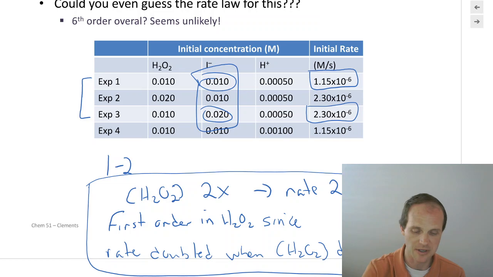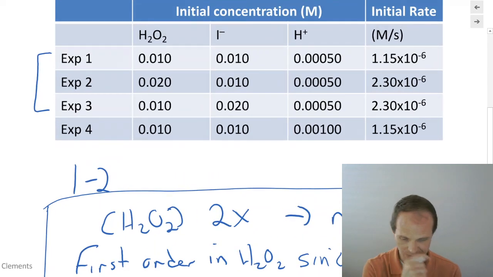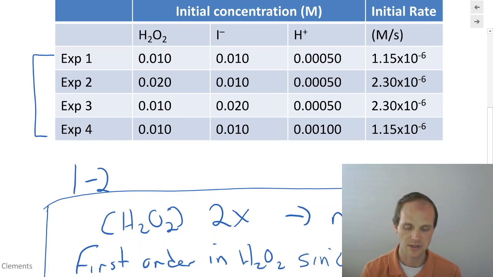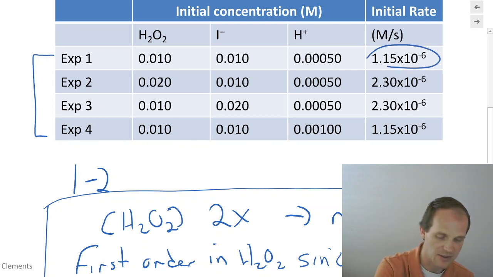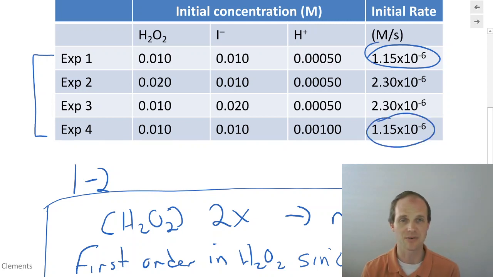So we have to find an experiment where just H plus is changing. You see one where just H plus is changing. Well, experiment 1 to 4. H2O2 stays at 0.01, I minus stays at 0.01, H plus doubles from 0.0005 to 0.001. And what happens to our rate? When we doubled our concentration of H plus, absolutely nothing happened to the rate.